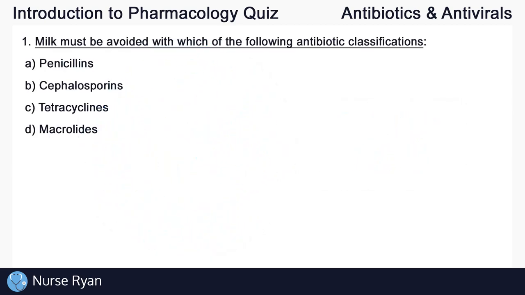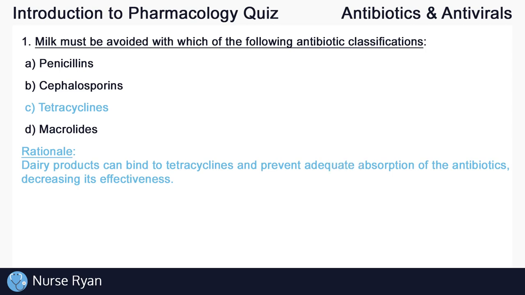Starting off with question number one, milk must be avoided with which of the following antibiotic classifications? And for each question, I'll leave a bit of a break where you can pause the video and think about the answer. So the answer here is C, tetracyclines. Dairy products can bind to tetracyclines and prevent adequate absorption of the antibiotics, decreasing their effectiveness.